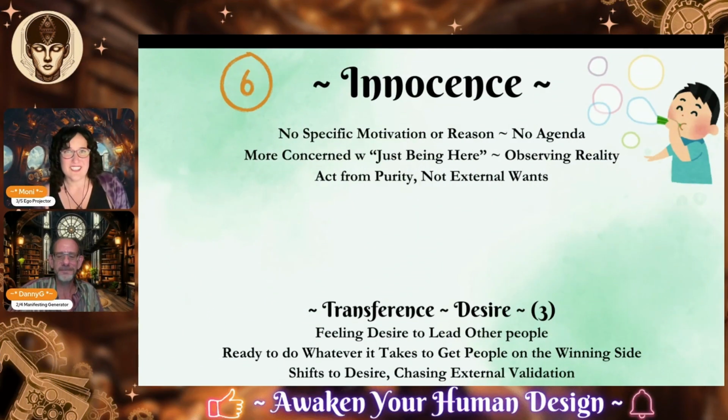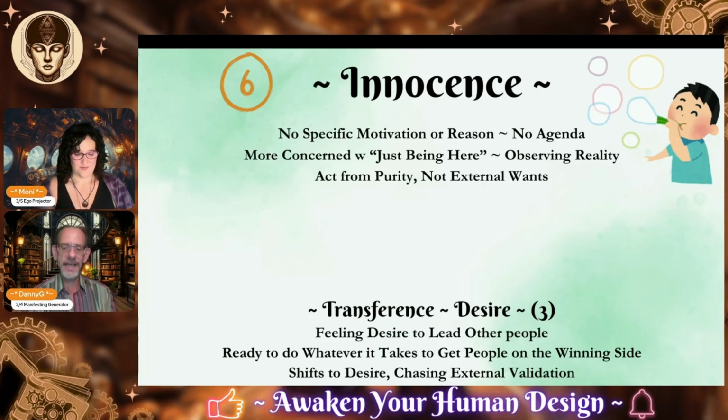Finally, we're moving to color 6, which is Innocence, which is no specific motivation or reason for doing something. There's no agenda. They're more concerned with just being here and observing reality, acting from purity and not external wants. Innocence flips into the transference, the distraction of desire, which is color 3, because colors 3 and 6 have that relationship. That's about feeling a desire to lead other people, and they're ready to do whatever it takes to get people on the winning side.